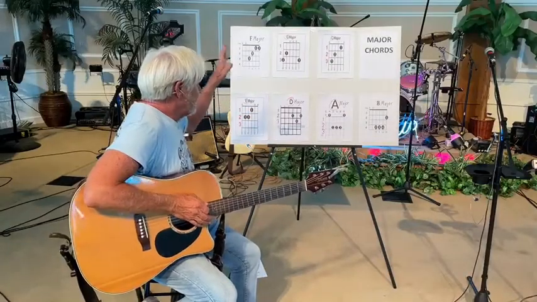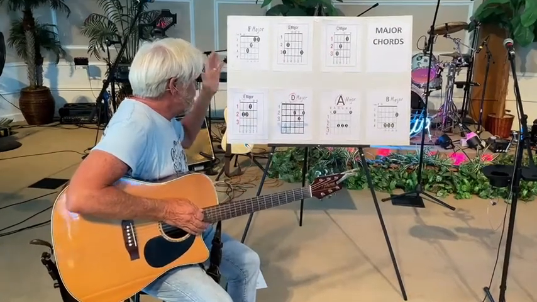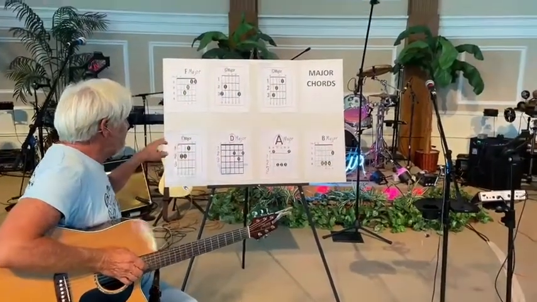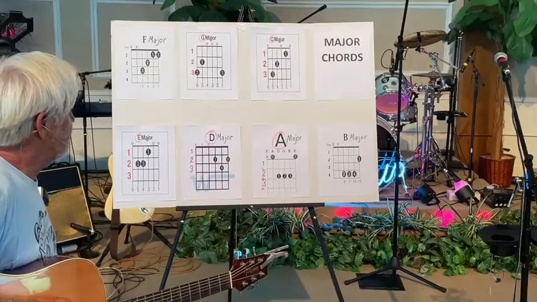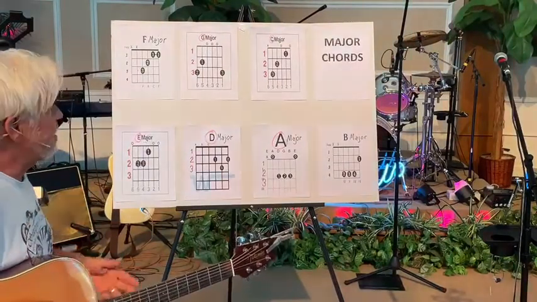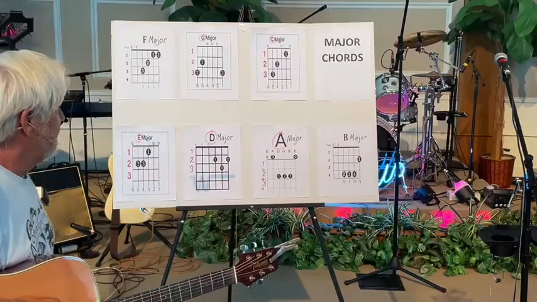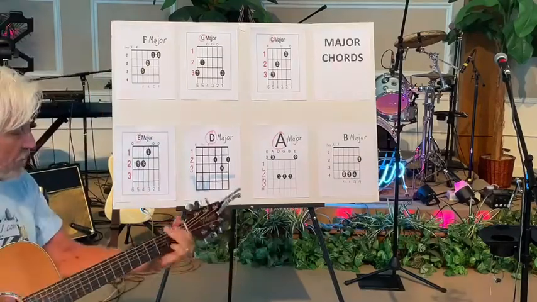So you got those three keys, the key of G. In the key of G, we did G, D, G, C, D. In the key of A, we did A, E, D. So what would happen if we did the key of C? Well, in the key of C, we would do C, F. We'd do G, C, and F.